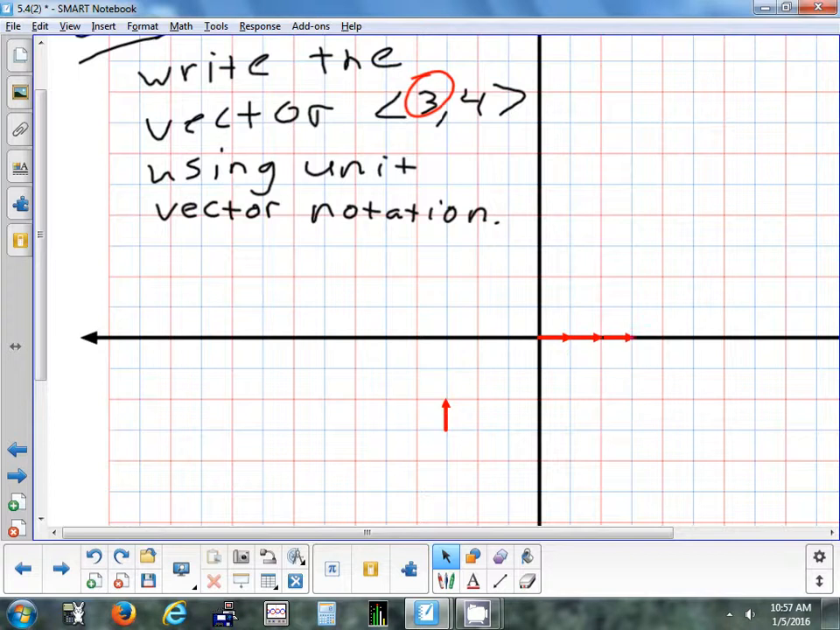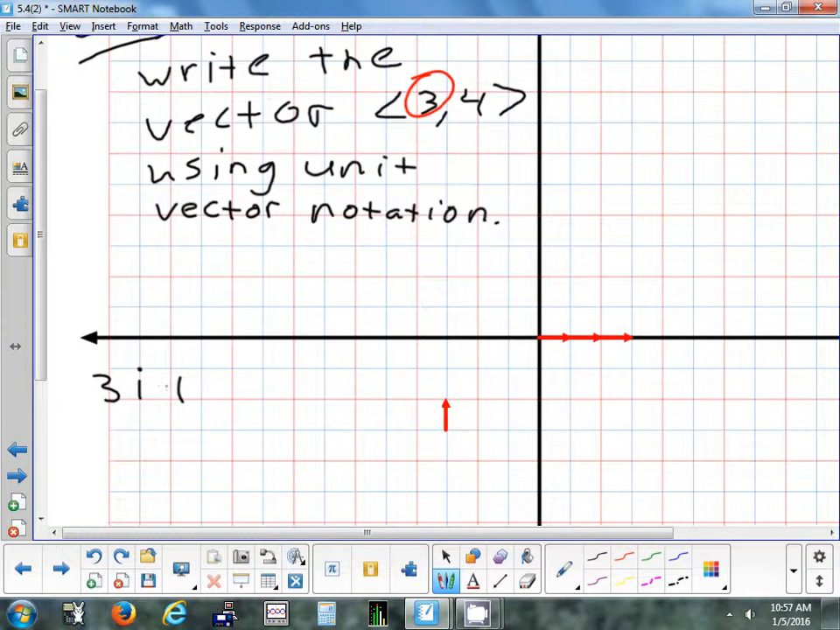Come on. There we go. Any questions on that part? What I just did is I built the vector 3i. Questions on why this vector right here is 3i? It's just 3 i's connected, so that's 3i.